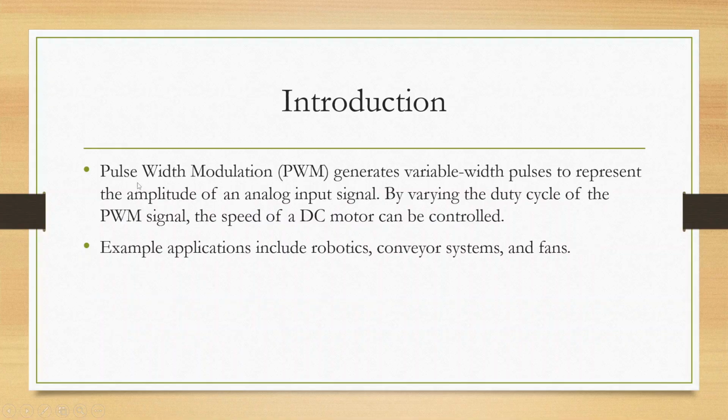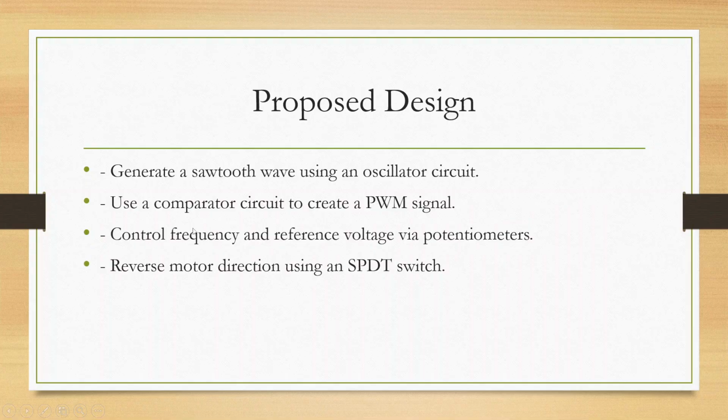So basically, what is a PWM signal? The PWM or pulse width modulation signal is a technique where the variable width pulses represent the amplitude of an analog input signal. By changing the duty cycle, we can control the average voltage delivered to the motor and so its speed. Basically, we can use these techniques in robotics, conveyor systems, and fans. So now let's jump into our design components.